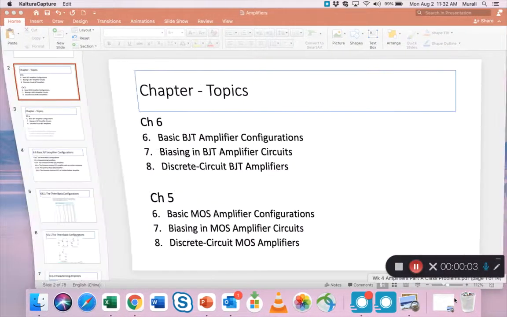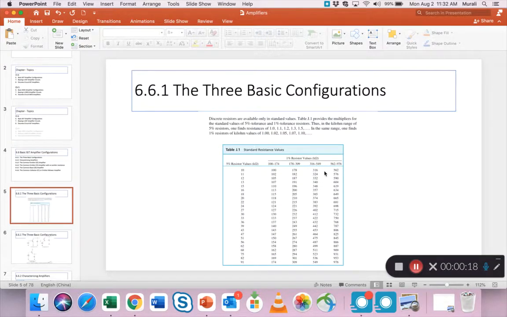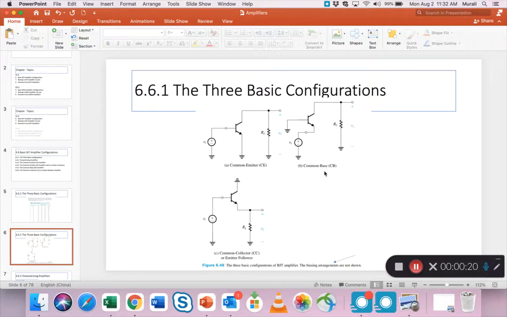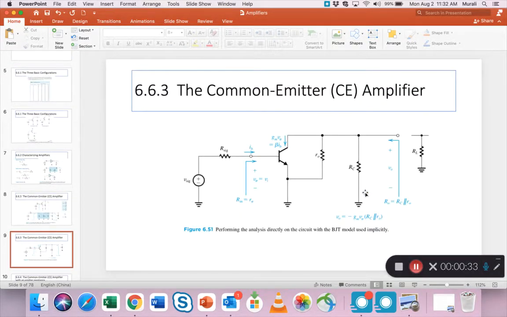Welcome back, class. So let's continue on with the amplifiers chapter or topic. And we were doing BJT amplifiers first. And I walked you through a lot of the theory on the three configurations, the common emitter, the common base, and the common collector. So it's time now to look at problems related to each one of these.